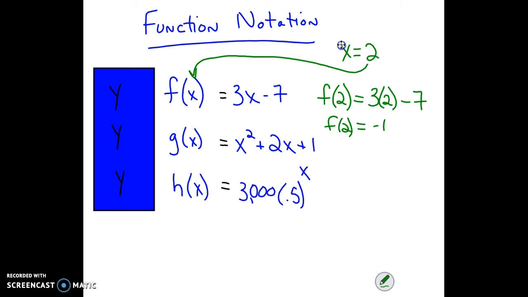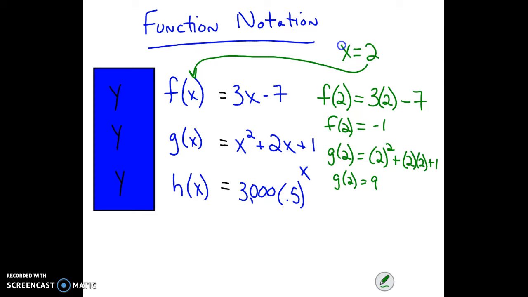G of x, or g of 2: if you're going to substitute 2 and evaluate, I think you get the idea here. You're plugging this value 2 into your function and evaluating for that. Again, we used to call that y, but no more. So let's do it: 2 squared plus 2 times 2 plus 1. 2 squared is 4, plus 4 is 8, plus 1 is 9. G of 2 equals 9.